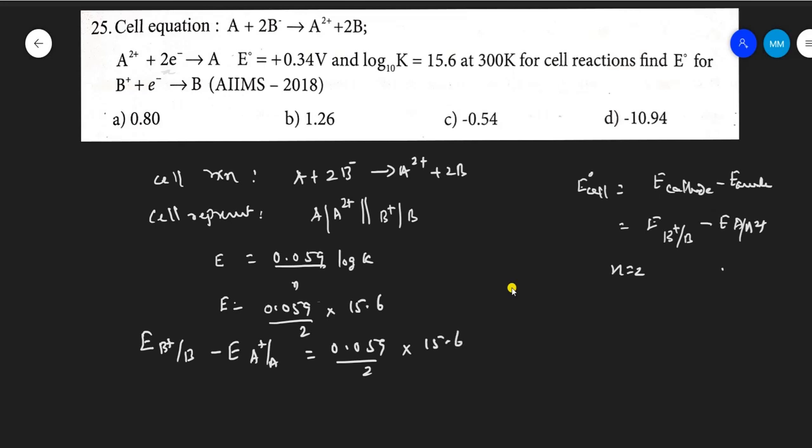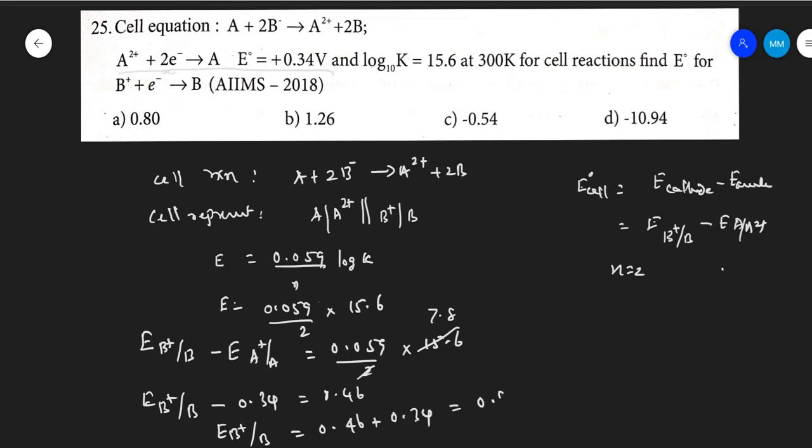The reduction potential of A2 plus is given. So this is the question. E of B plus by B minus 0.34 is equal to, this will be cancelled, it is 7.8. 7.8 and this multiplication you will get 0.46. Therefore, E of B plus by B is equal to 0.46 plus 0.34 is equal to 0.80. The answer is A.